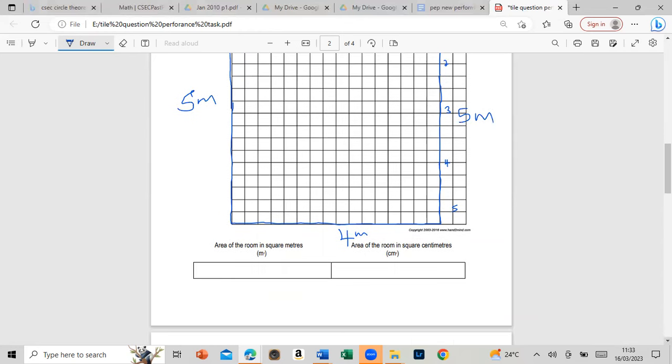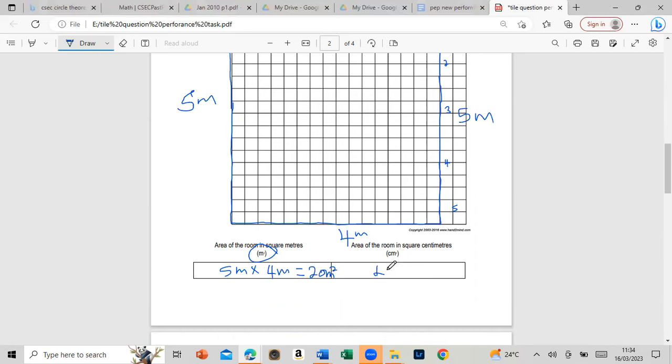So it says area of the room in square meters. Notice the difference. This is square meters. So it's actually 5 meters by 4 meters. I remember we decided that it would be 20, so this is not a surprise. 20 meters square.